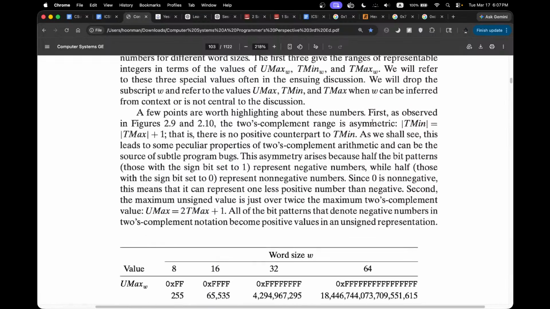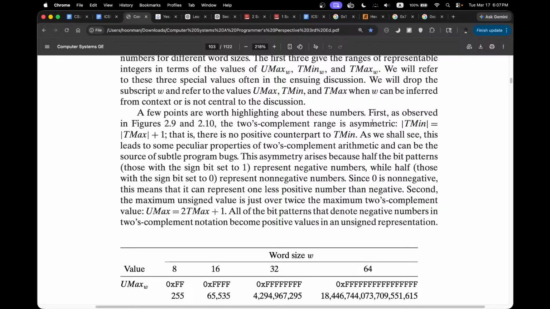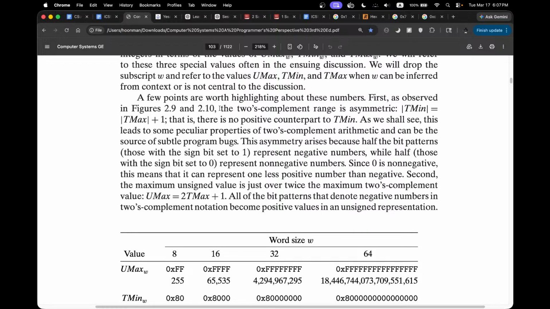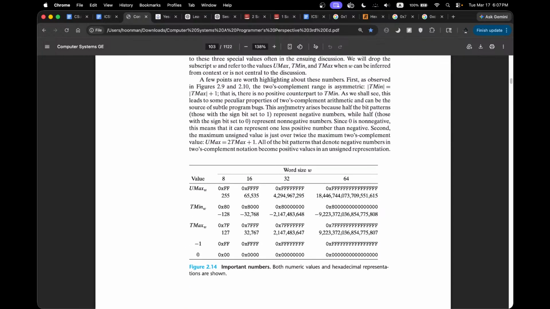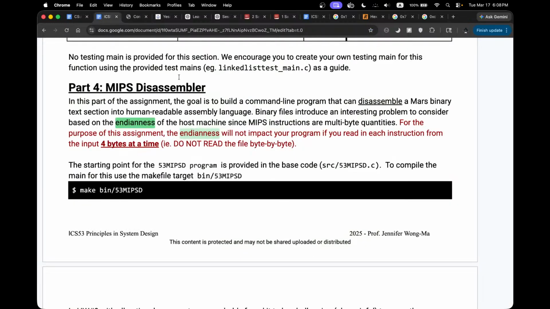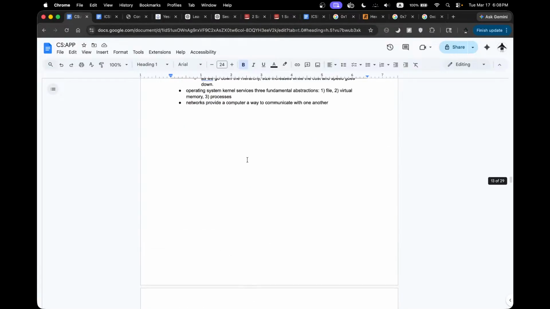Alright. A few points are worth highlighting about these numbers. First, as observed, the 2's complement range is asymmetric. Tmin equals Tmax plus 1. There's no counterpart to Tmin. As we will see, this leads to some peculiar properties of 2's complement arithmetic and can be the source of subtle programming bugs. Okay, that's actually important to write down.